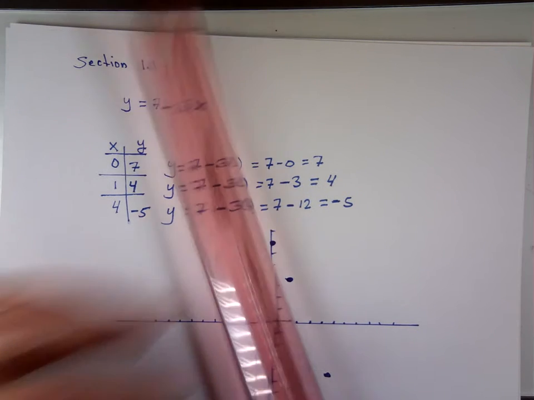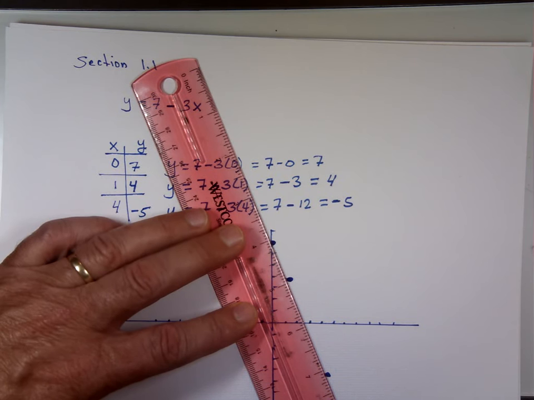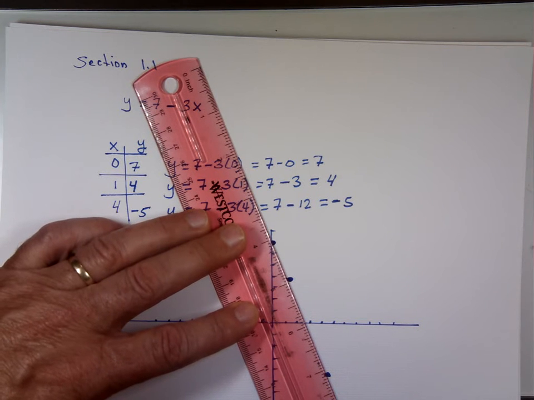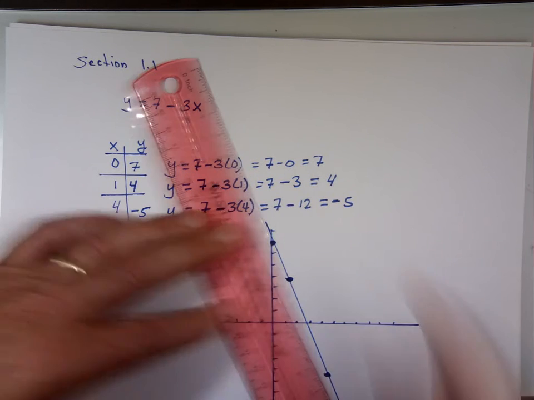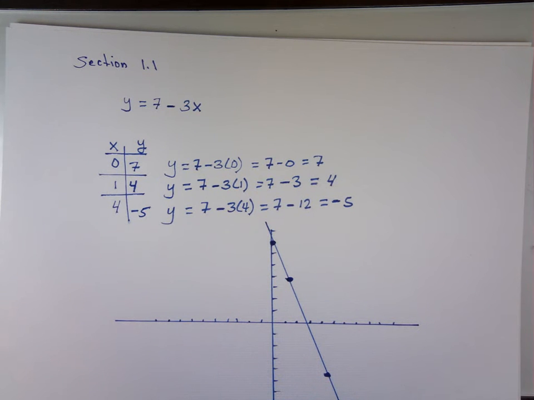You get the 3 points. They should make a straight line. If they don't make a straight line, make the dots really big. Then you get a straight line. And that's your graph, 7 minus 3x.